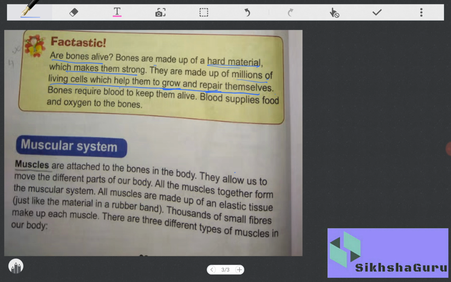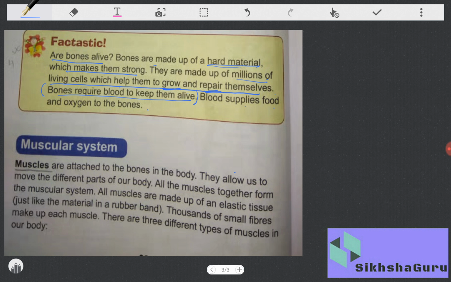So bones require blood to keep them alive. This is very important. Do bones require blood? Yes. Blood supplies food and oxygen to the bones. We have studied in the circulatory system that the blood supplies food and oxygen to different parts of the body. So it supplies food and oxygen to the bones also.